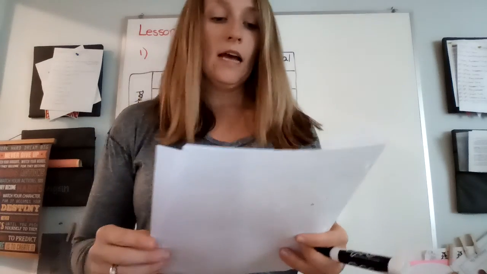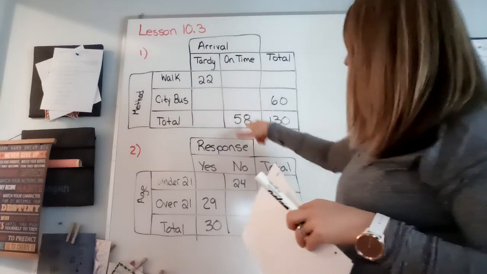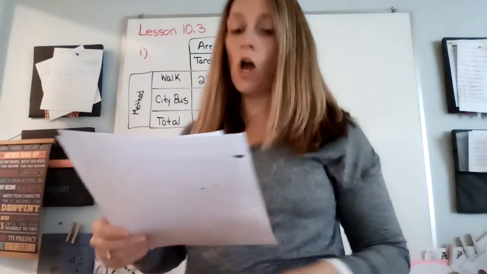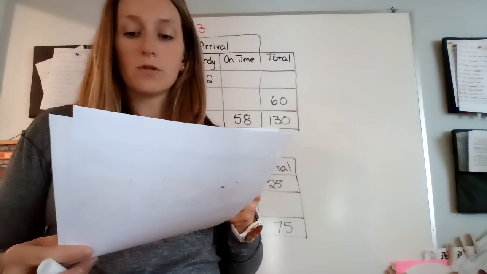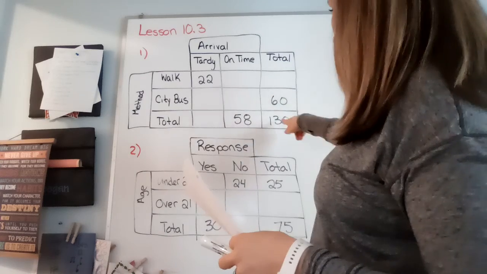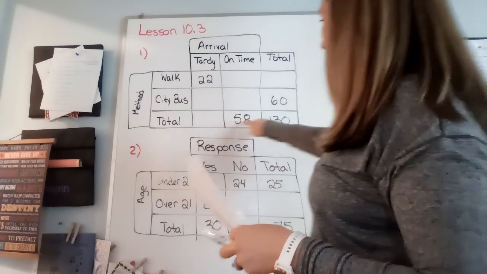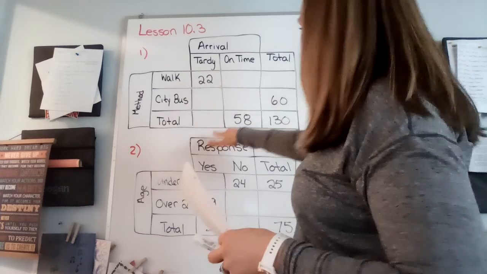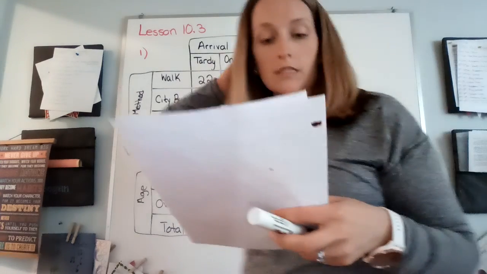Joint frequency. Each entry in a two-way table is called a joint frequency. So each of these entries is referred to as a joint frequency. Marginal frequency. The sum of the rows and columns in a two-way table. So actually we have totals here and there. So these are the joint frequencies, these four spots. And then the totals, so these are the totals of the columns and the totals of the rows. Those are called the marginal frequencies.